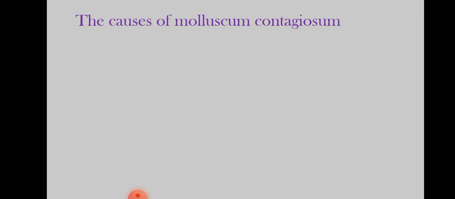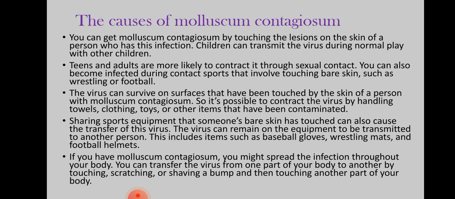As for the causes of Molluscum contagiosum: you can get it by touching the lesion on the skin of a person who has this infection. Children can transmit the virus during normal play with other children. Teens and adults are more likely to contract it through sexual contact. You can also become infected during contact sports that involve touching bare skin, such as wrestling or football.